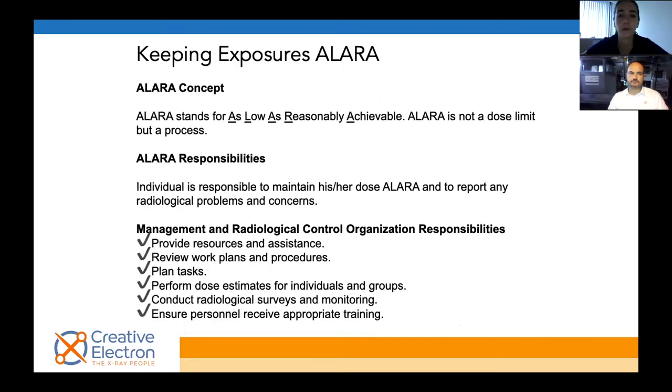Another huge aspect of having training with X-ray machines is ALARA. So ALARA is more so a way of doing things. It's a methodology. It's a mindset of using X-ray machines in the safest way possible. ALARA stands for as low as reasonably achievable. And part of training people on using X-ray machines involves this, right?